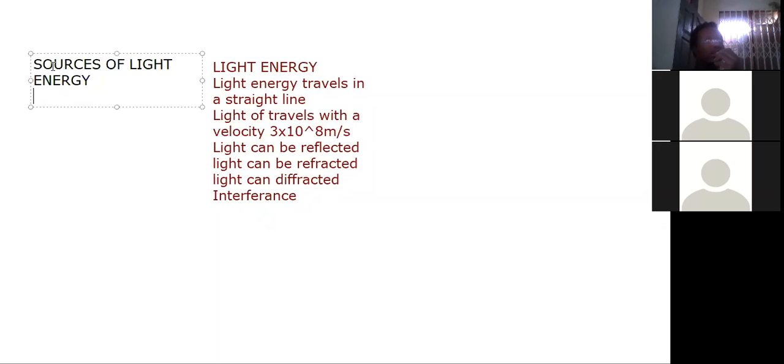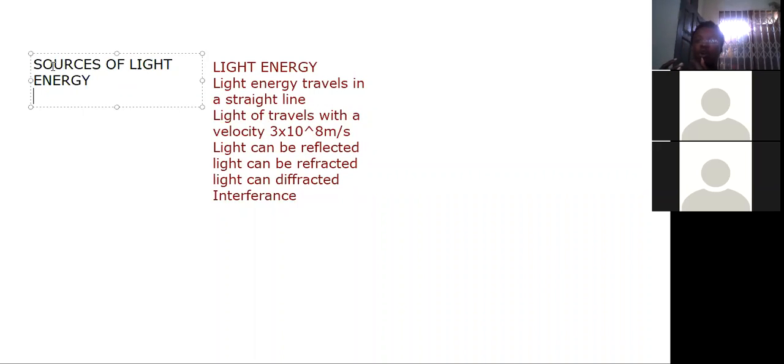The moon, they're all made by God. So these are natural sources of light energy. And the other one, the former, sorry, is that of artificial. Examples are the torchlight, the bulbs, the filament bulbs, and so on and so forth. These are artificial sources.